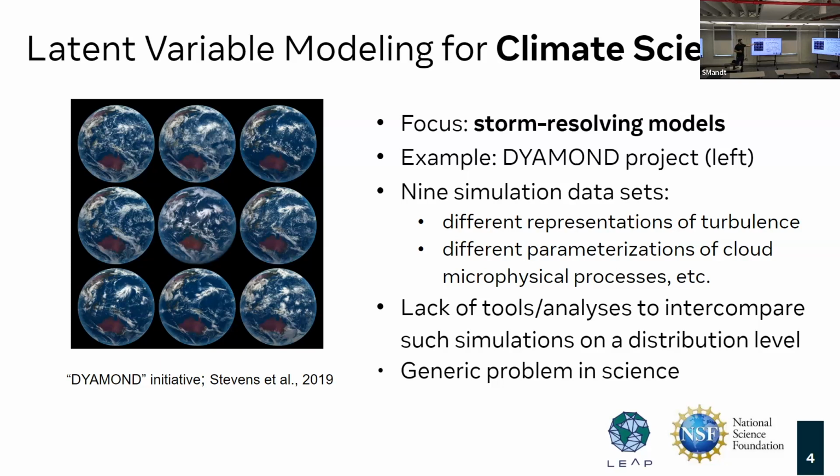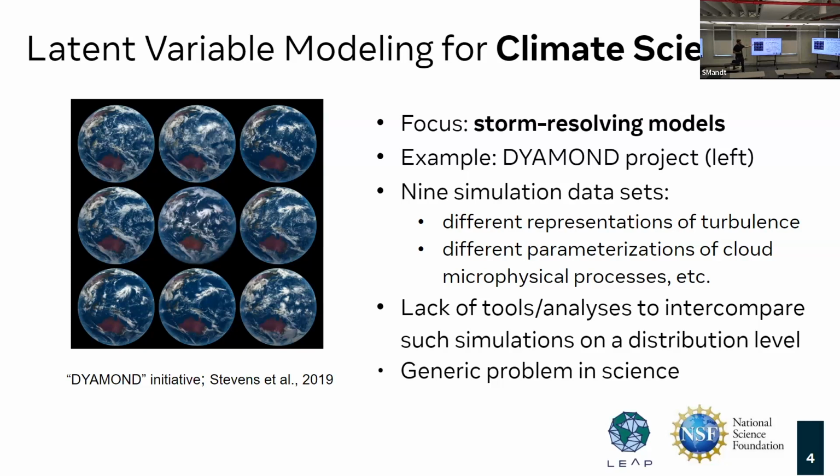Without going too much into detail, we looked at a certain data set that was collected in the so-called DYAMOND project that you see on the left-hand side. All of those here are snapshots of the Earth with subtle differences in the clouds. They all come from 9 different climate models. So you can now simply download this data set.